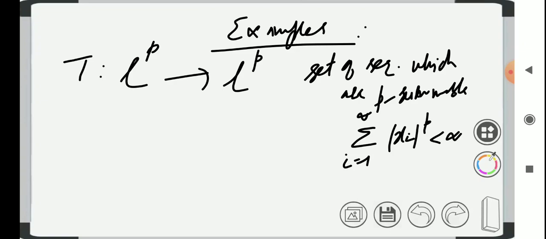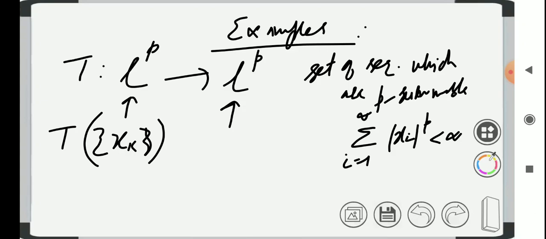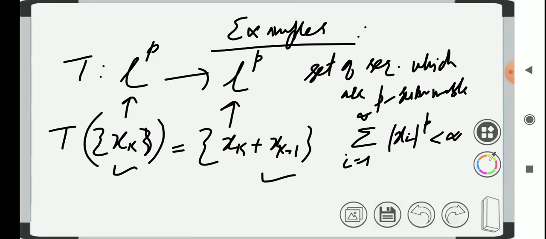And for this we will define a linear operator and we will compute its adjoint. Now T will take a sequence here and output a sequence. Let us denote our sequence element by xk. This is our sequence. T takes this sequence and maps it to another sequence defined by x(k+1), where k goes from 1 to infinity. Now it is clear that this is a linear operator. You can prove that. We will compute its adjoint by the defining relation.